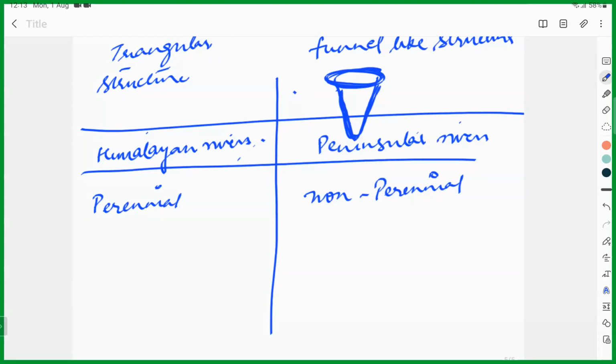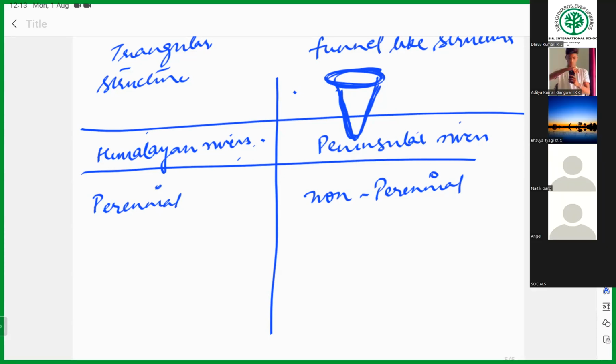Naitik, tell me what is perennial and what is non-perennial? Ma'am, I have heard the name only. I don't know the meaning. Ma'am, I only heard the word, not the meaning. Okay, so who will tell me the meaning? Any one of you who has heard this word?